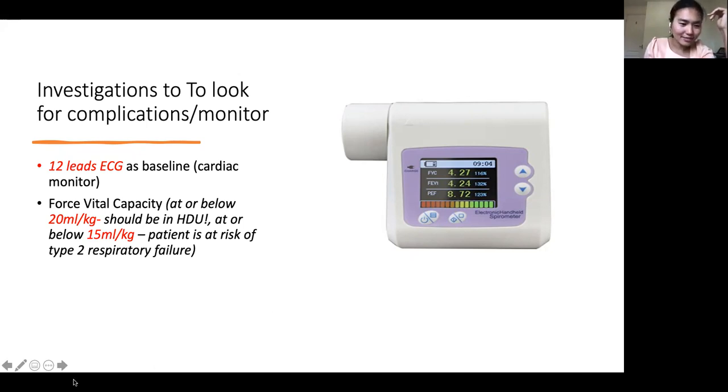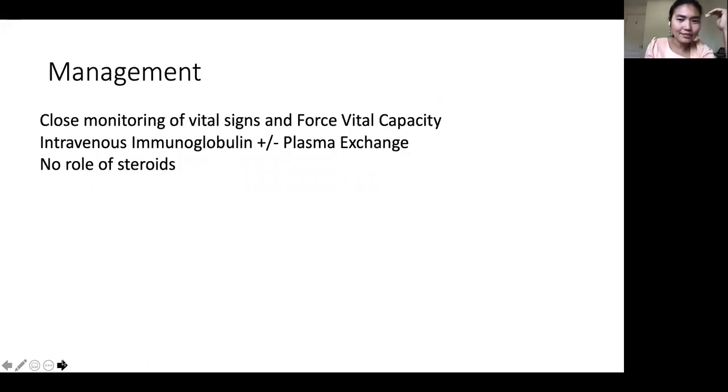So great. Next, how are you going to manage? If you have a patient with AIDP or GBS in your ward, you'll be closely monitoring his or her vital signs and forced vital capacity. And management is intravenous immunoglobulin.